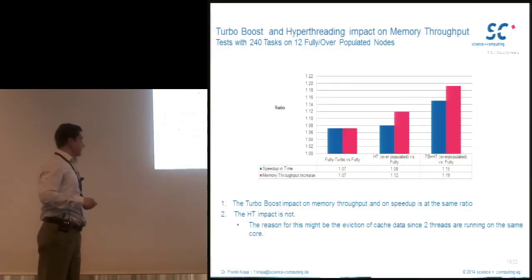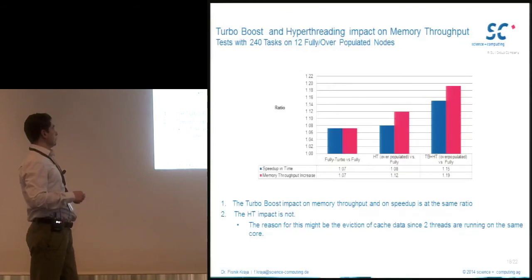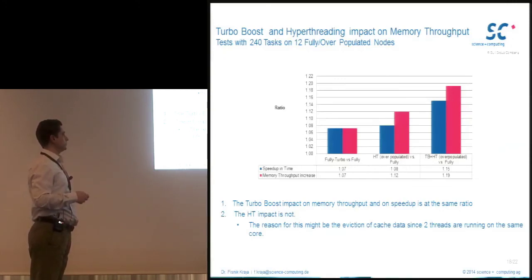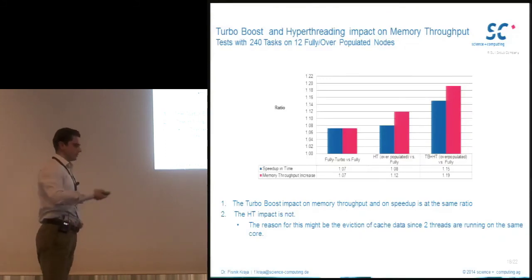Then we analyze when we really use turbo boost and hyperthreading, and see the impact on the speed up and on the memory throughput. We see that when we enable turbo boost on a fully populated node, we see the same ratio between speed up and memory throughput increase.